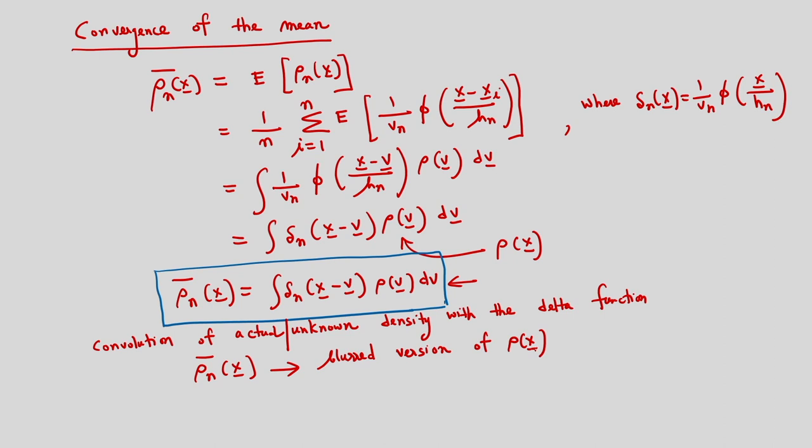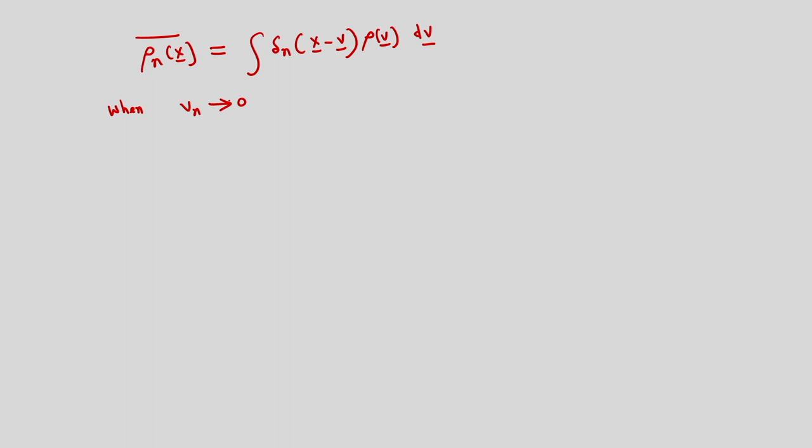Now let us discuss the conditions for convergence. Let us move to the next slide. I am writing this equation again, the mean value of the estimated density. I can write it like this: delta n(x minus V) rho(V) dV. That is nothing but the convolution of the actual or unknown density with the delta function. Now when Vn tends to 0, that is, the volume approaches 0, then delta n(x minus V), the delta function, will be centered at x.